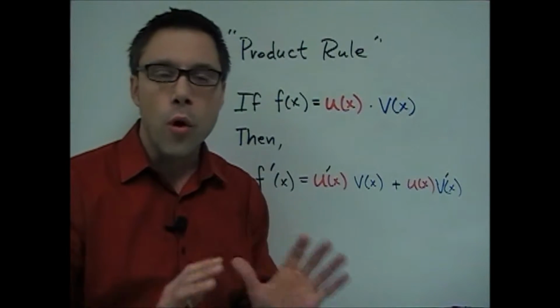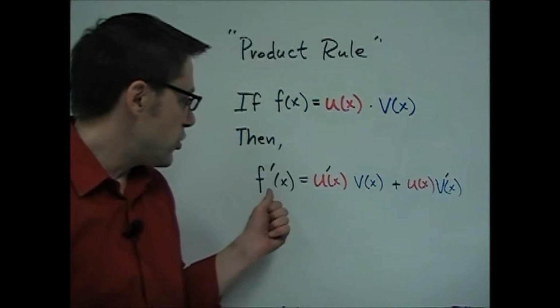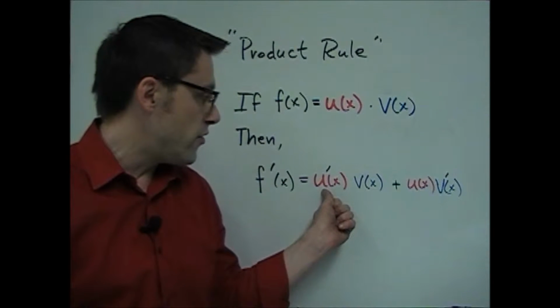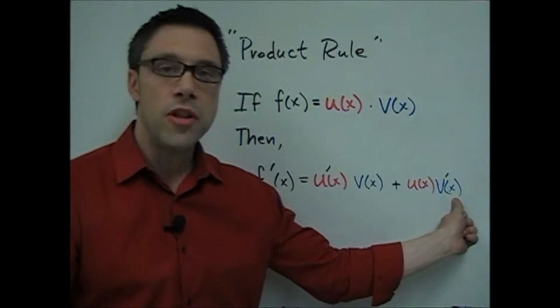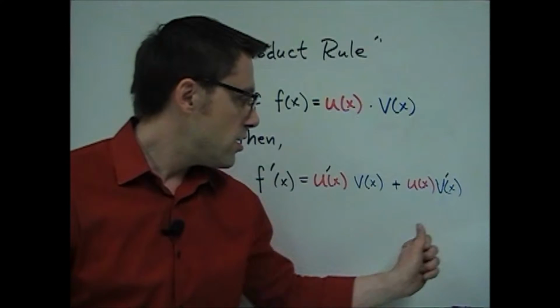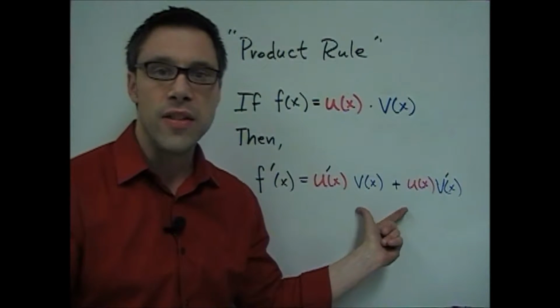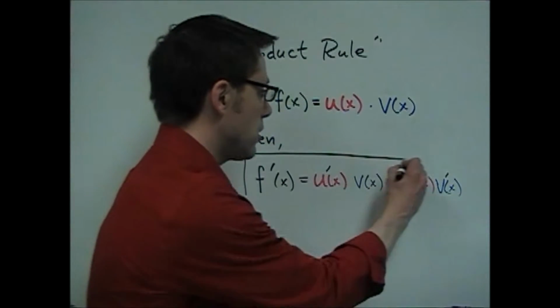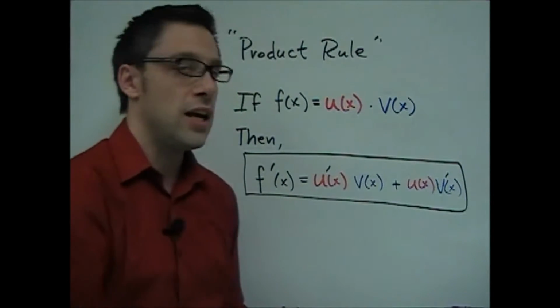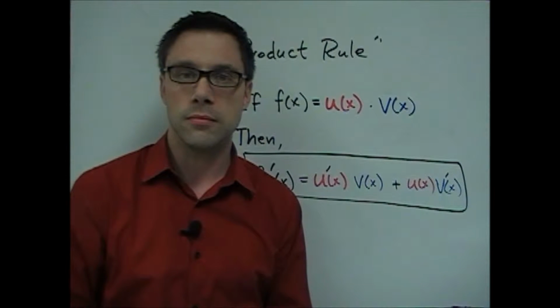So it doesn't matter what order we perform this operation in, but notice that the derivative of f is going to be the derivative of u multiplied by v plus u multiplied by the derivative of v. Okay? So each one of the constituent parts of f gets a derivative, and then you sort of add them together. This is the product rule for differentiating f, which is defined as the product of two functions.